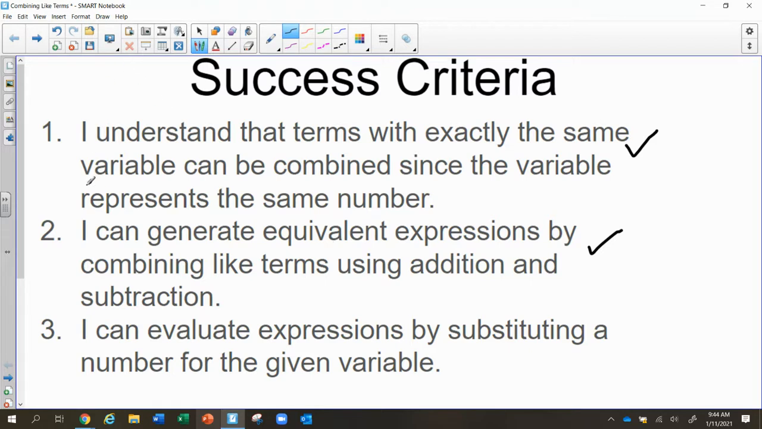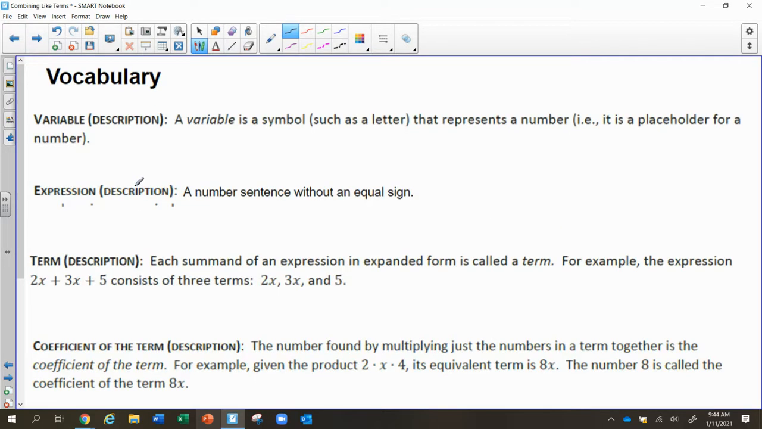So let's take a look at some of the words that we might need to know. Variable, that's a symbol like a letter that represents a number, right? We've been using x, just like we were in our percent proportions. We could use P or A or C, whatever it could be, doesn't matter. Just a letter that represents a number.